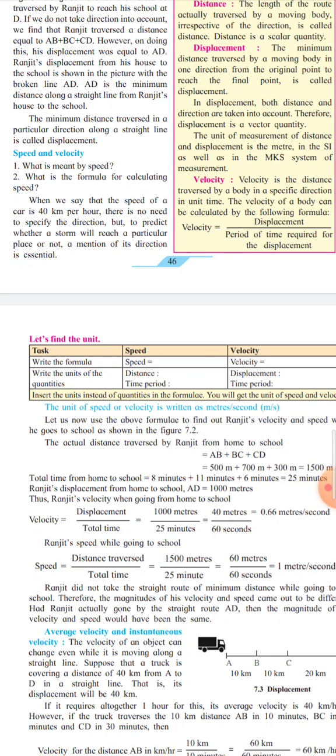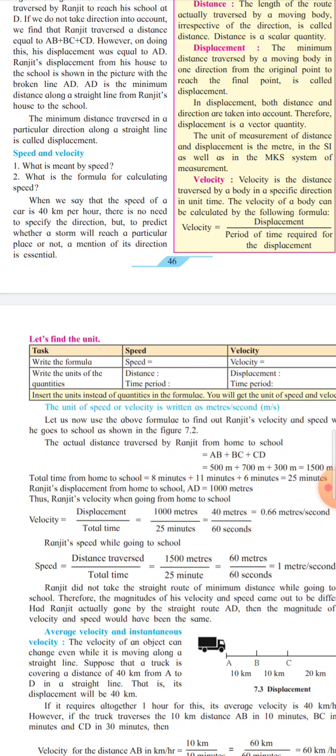So let's use this formula to find out velocity and speed. When Ranjit goes to school, the distance travelled by Ranjit is AB plus BC plus CD, means the total distance he has travelled is 1500 meters.